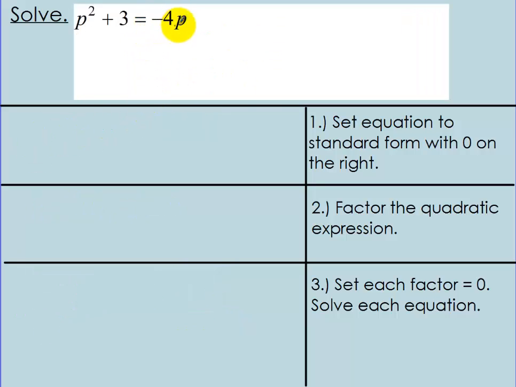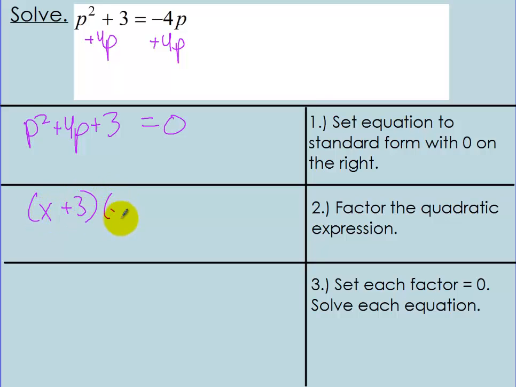Let's do the other one. So I don't have this in standard form. I need to get this -4p to the other side. So we'll add 4p to both sides. And what you'll get is p squared plus 4p plus 3 equals 0. Now I want to factor that. So two numbers that multiply to 3 and add to 4 are going to give us p plus 3 and p plus 1.